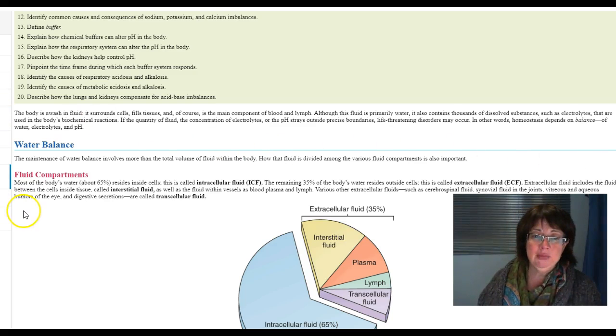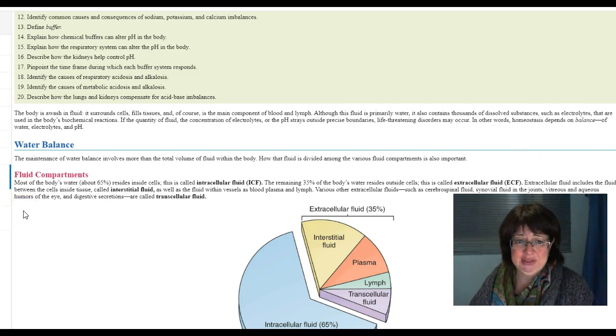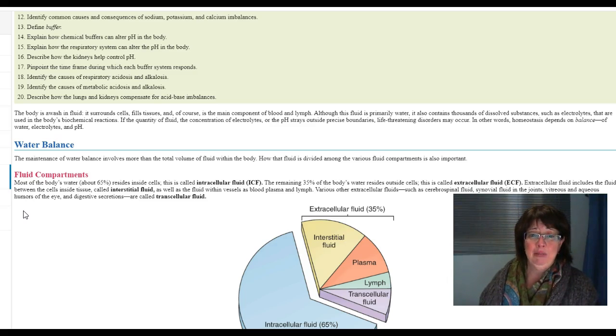We talked about water being greater than 50% of your body, depending on what resources; some people even say it's about 60%. Water is available and it flushes. So right here, the body is awash with fluid. It surrounds the cell, fills the tissue, and is the main component of blood and lymph. Although the fluid is primarily water, it contains thousands of dissolved substances, such as electrolytes, and these are important in the body's biochemical reactions.